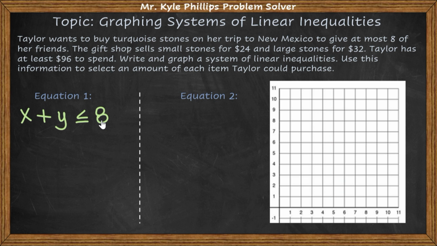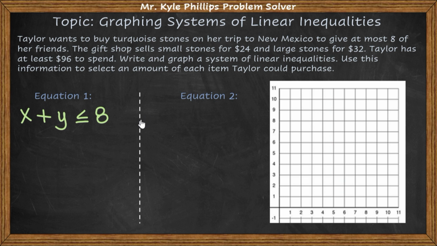So at most, that kind of makes one think, oh, this should be greater than or equal to, okay? But that's not the case. With inequalities, you're going to have to change things around and think about it in context of a problem. So at most 8. Could I buy 9? No, because at most 8. So it needs to be 8 and below. So here, that's why I said less than or equal to.